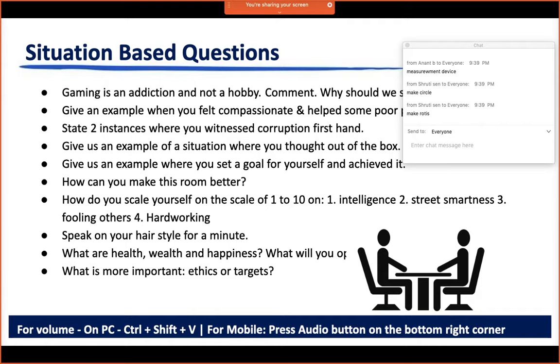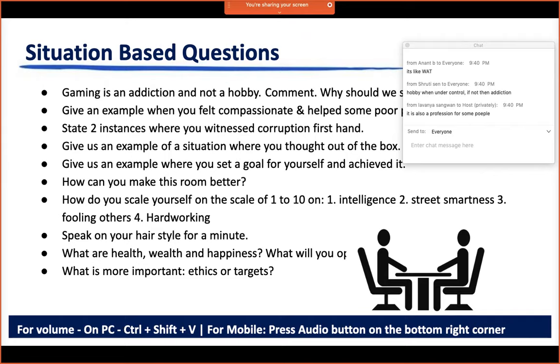For example, the first one: gaming is an addiction and not a hobby. What's your take on it? Maybe you are a person who genuinely is a gaming addict. Maybe you are someone who hates gaming, right? It depends totally on you, but you will have to give an opinion, a stance on it. If some of you are saying addiction, but you take addiction in a negative way, like addiction is a waste of time, then it's not good.